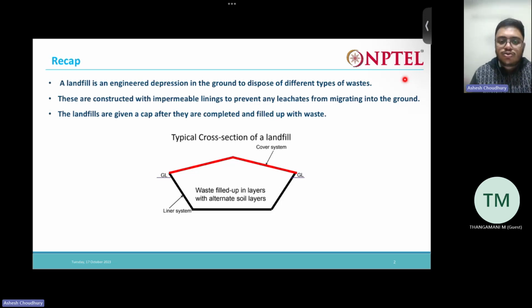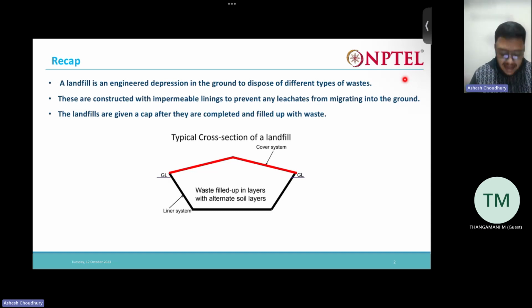natural soil, right? It's going to disturb the natural soil. It's going to change the chemical composition of the soil. Also, it might leach into the groundwater, so groundwater might be spoiled. To prevent that, we need to provide a barrier. So this liner system is nothing but a barrier system which prevents the harmful substances generated from the waste from getting into the ground. The liner systems are constructed with impermeable linings to prevent any leachate from migrating to the ground.